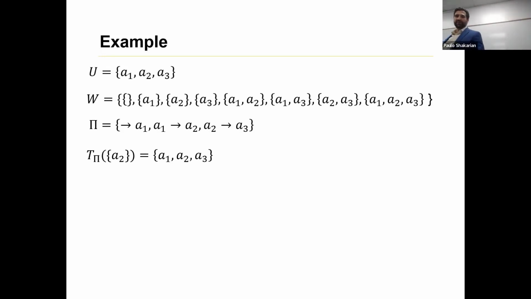If we apply the fixed point operator to A2, that gives us everything, because we already have A2, and A2 implies A3, so we get that as well. But if we apply it to A3, we only get A1 and A3, because A1 was not in the original world, so A2 never gets concluded. This is only one step of the inference process.